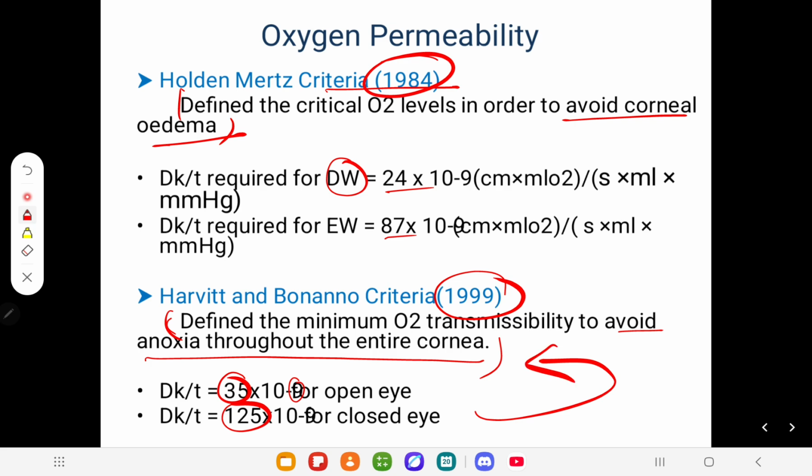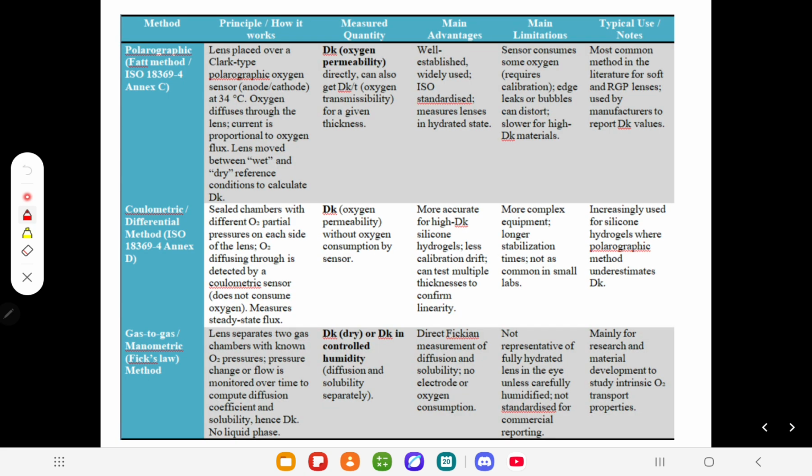So that's the concept. Okay, so we're moving forward. What are the methods for Dk measurement? There are two famous methods: the polarographic method, and the coulometric method. Definitely, the gas-to-gas or manometric method is another method. I'm not going to discuss it in detail, but I'm going to roughly discuss it.